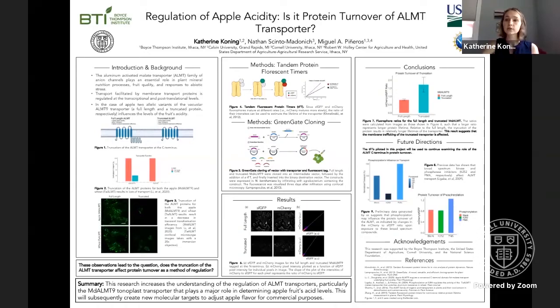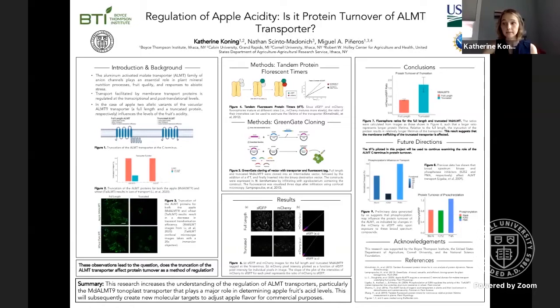ALMT stands for aluminum activated malate transporter. And this family plays important roles in plant mineral nutrition processes, responses to abiotic stress, and my focus, fruit quality. In the case of apple, this plays out in fruit acidity and taste. The Cheng lab here at Cornell has identified two ALMT alleles that encode transporters that determine fruit acidity.